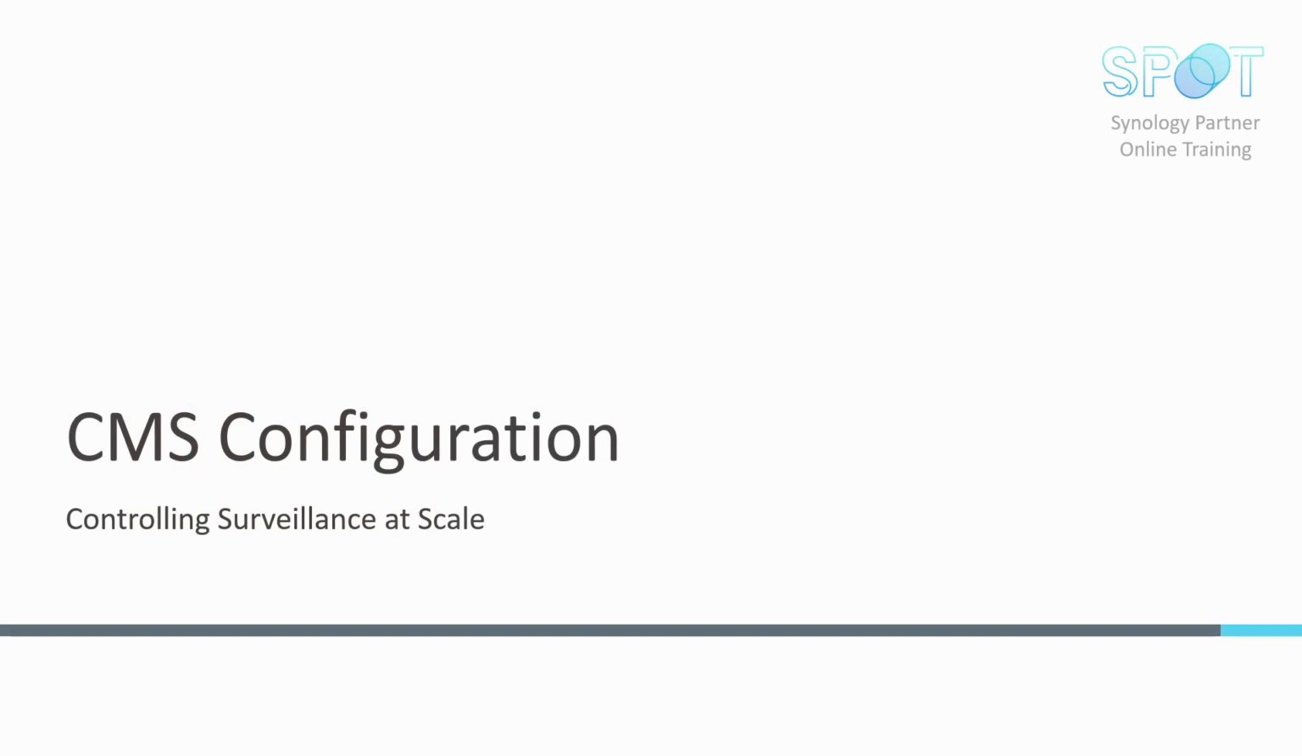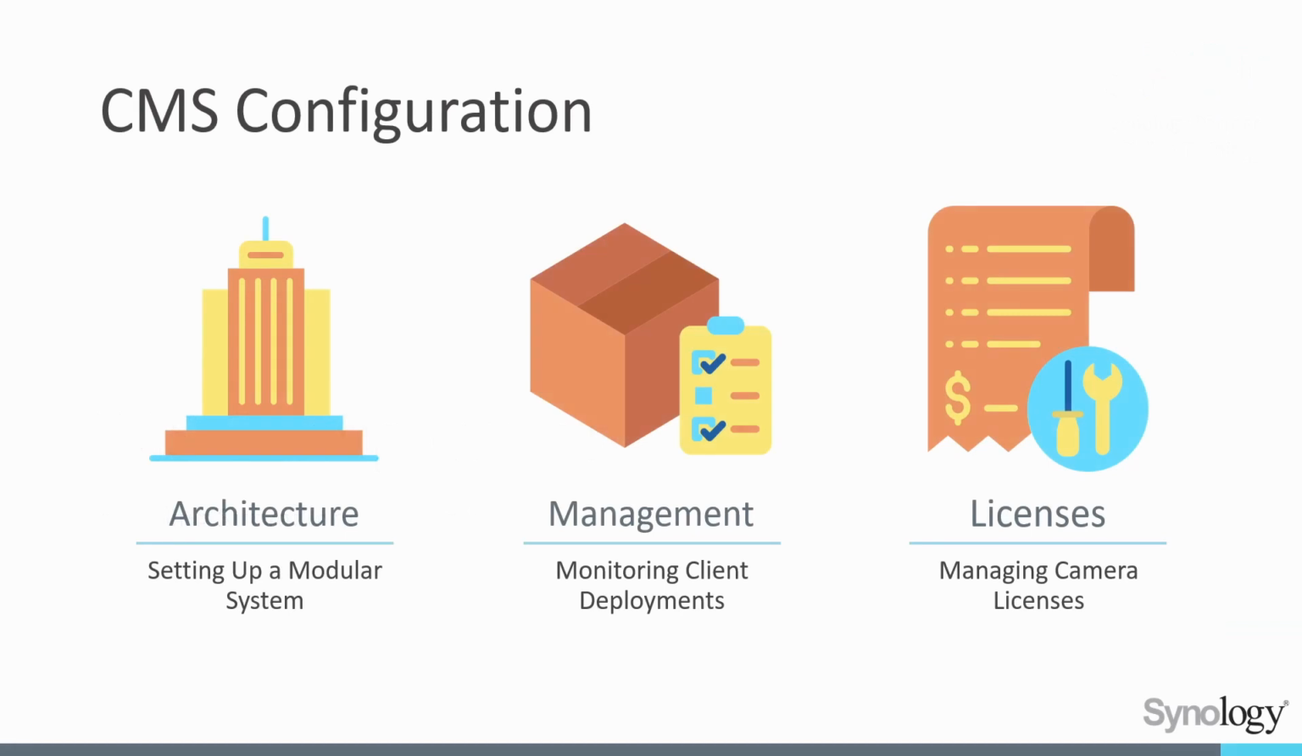So we're going to talk about the CMS configuration as well. We're going to go through architecture, management, and licenses and how they're managed. In architecture, we're going to talk about setting up a modular system and what that architecture looks like. In management, we're going to talk about how you would monitor client deployments. And in licenses, we're going to talk about how, in failover, those licenses are migrated and that kind of thing as well.